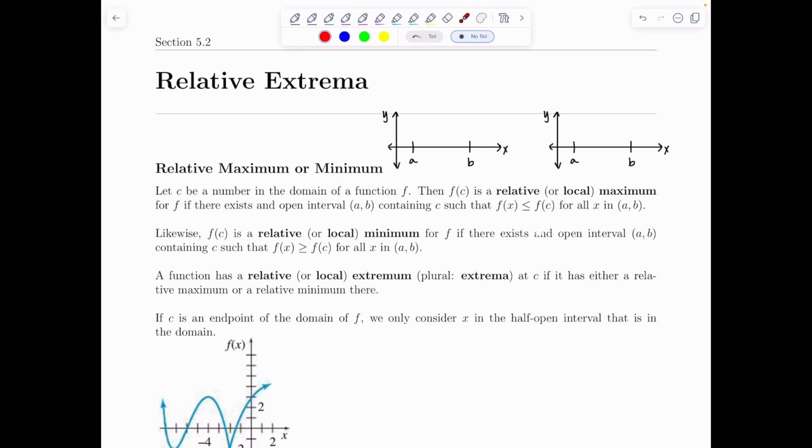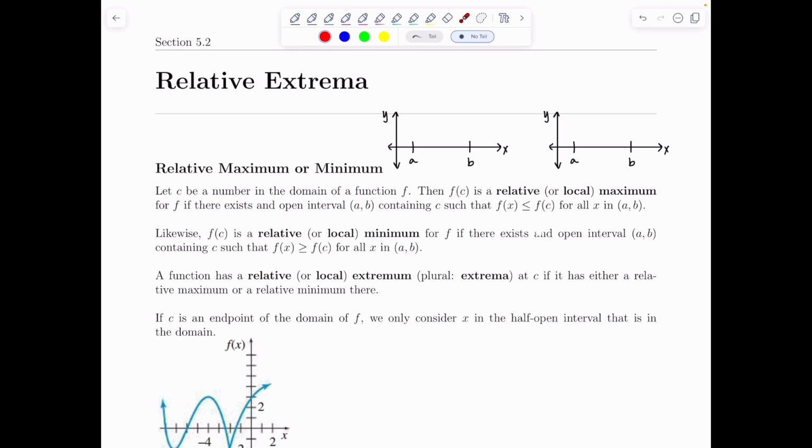Let c be a number in the domain of a function f. Then f of c is a relative or local maximum for f if there exists an open interval a to b containing c such that f of x is less than or equal to f of c for all x in the interval from a to b. You're probably reading that definition thinking, what the heck does that even mean? I'll draw a picture and help you out, and it should make a little bit more sense.